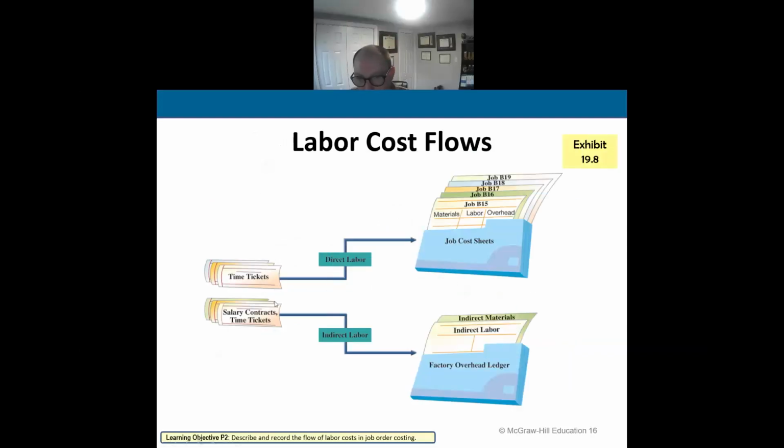Now let's talk about labor. Now that I've taken my raw materials out of raw materials and into work in process to be used for each customer job, I also need to track the number of labor hours being used for each job in the work in process stage, right? And how do I do that? For direct labor, which are the hourly employees that are manufacturing the products to fulfill the customer job orders, I use time tickets.